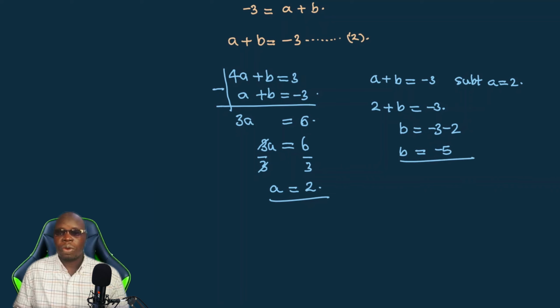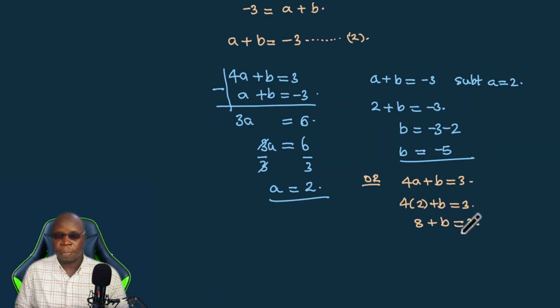Or somebody can say, okay, I want to use the first equation, and that is 4a plus b equals 3. Now, if I substitute a with 2 and add my b, I must get 3. So, multiplying 4 and 2, we get 8. Adding my b, I must get what? 3. So here, we can collect like terms, the numbers together, and we have 3 minus 8.